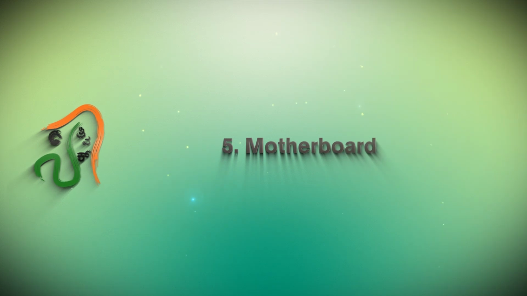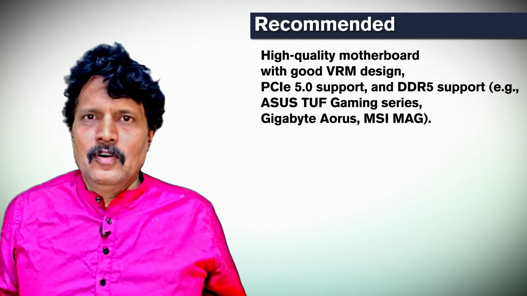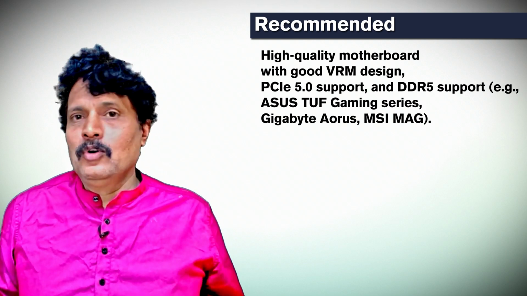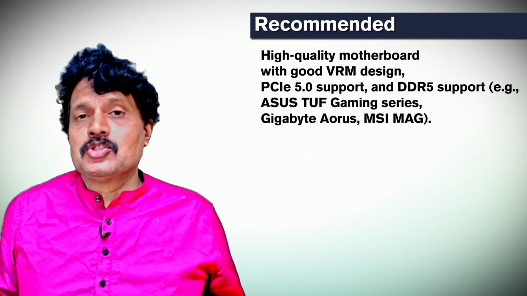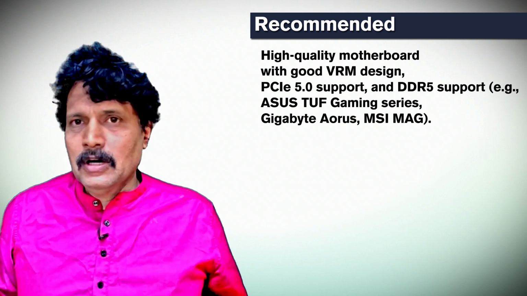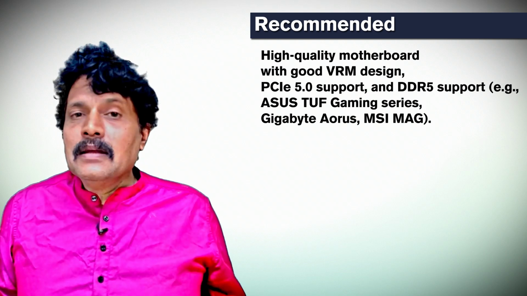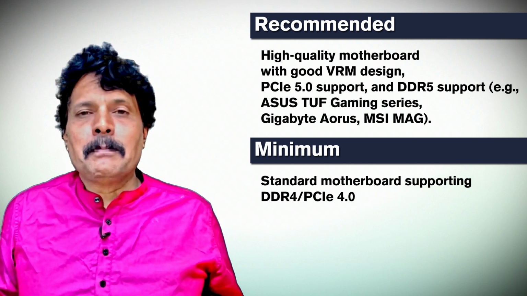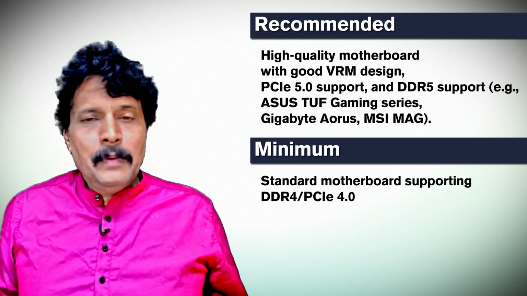Now, number 5 component that we are going to discuss now is the motherboard. We recommend a high-quality motherboard with good VRM design, and it should have PCIe 5 support and DDR5 support. For example, you have this Asus Tough Gaming Series motherboards. You can use Gigabyte Aorus or MSI Mac. But as a student, if you are starting, you should have a standard motherboard supporting DDR4 with at least PCIe 4 support. And you may ask why.